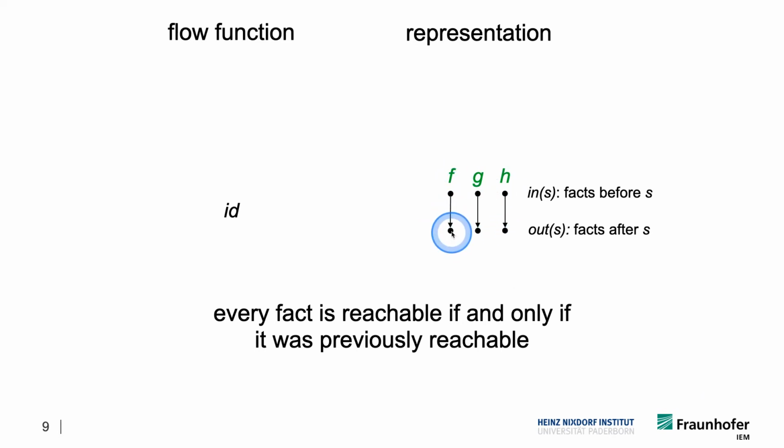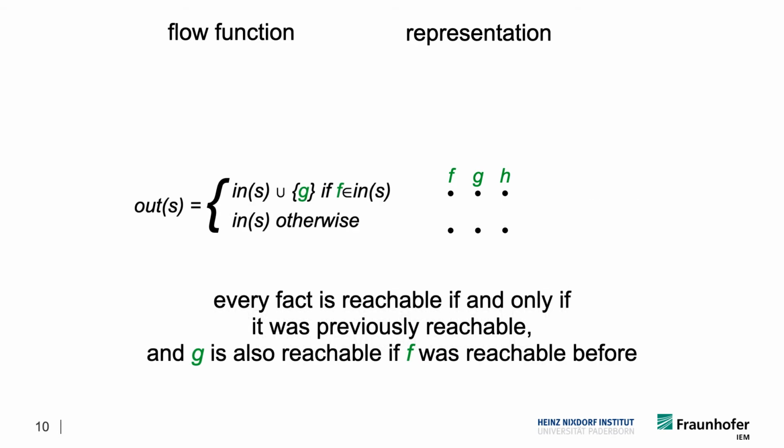So this data flow fact after the statement is generated if and only if the same data flow fact was already valid before the statement. Okay, that's the condition. So an edge basically defines a condition, but because everything here is conditionalized simply on itself, in the end, we obtain the identity function.